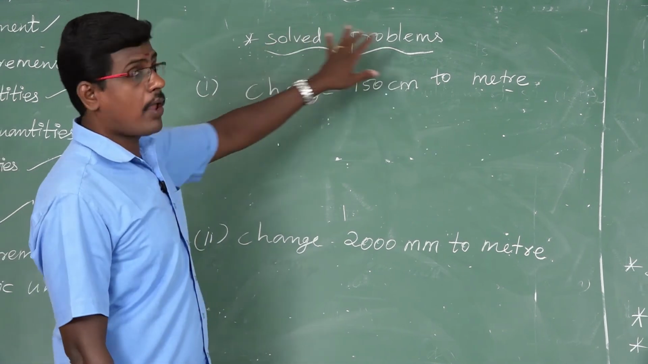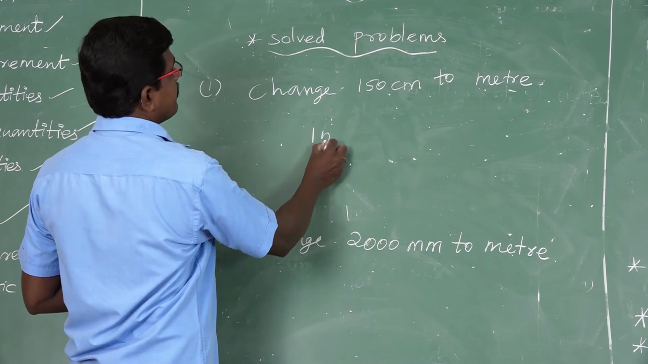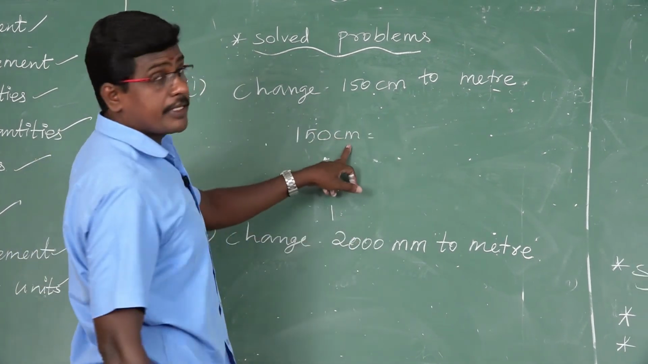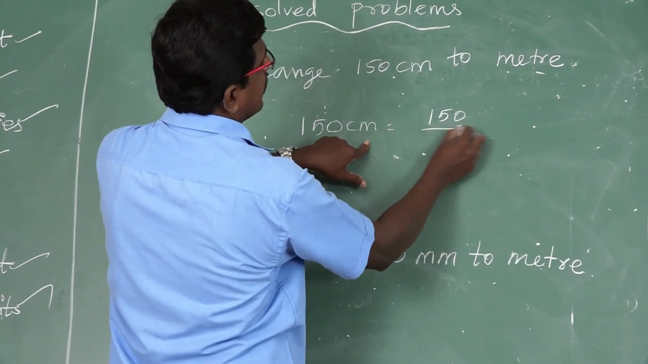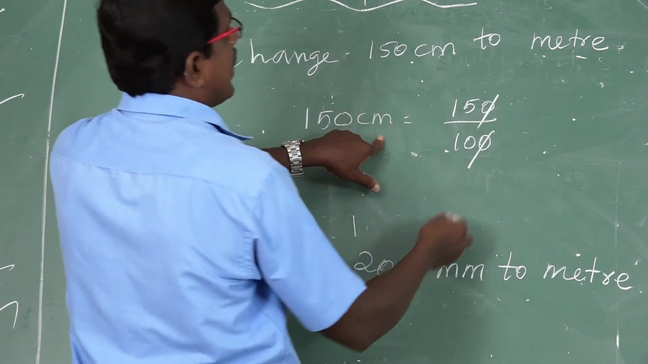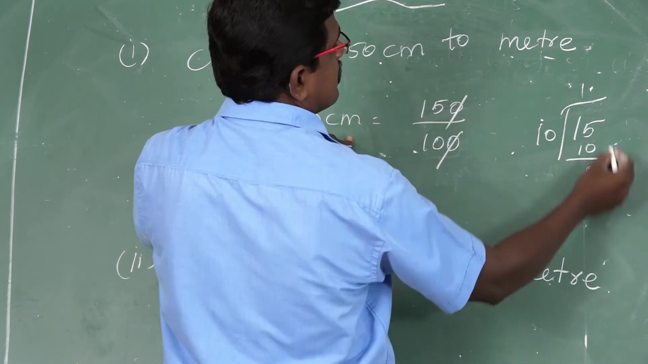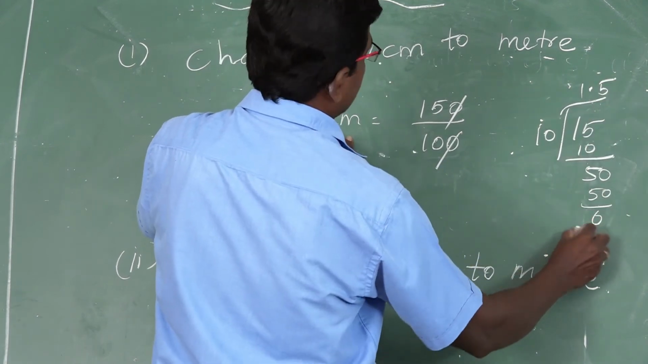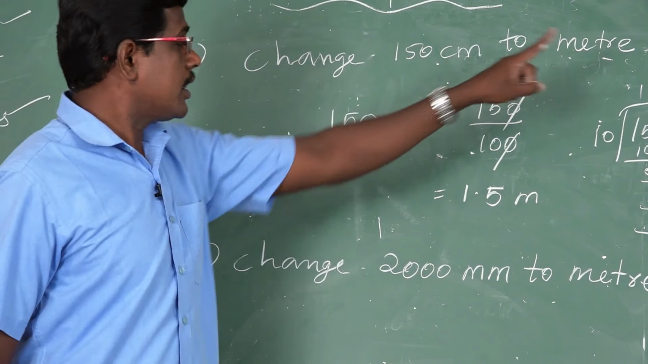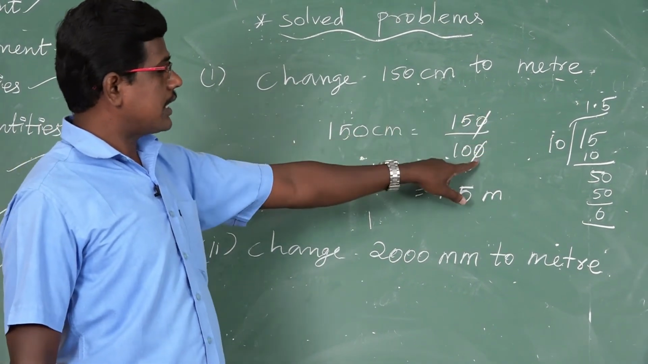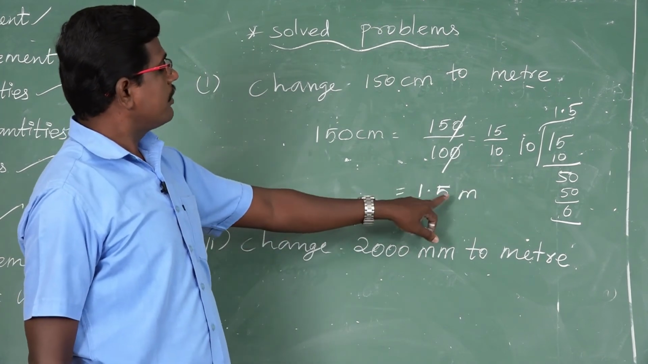Okay, next, solved problems. First one: change 150 centimeters to meters. Centimeter to meter, divide by 100. 150 centimeters equals 150 divided by 100. The zeros cancel, so it is 15 divided by 10, which is 1.5 meters. So 150 centimeters equals 1.5 meters.